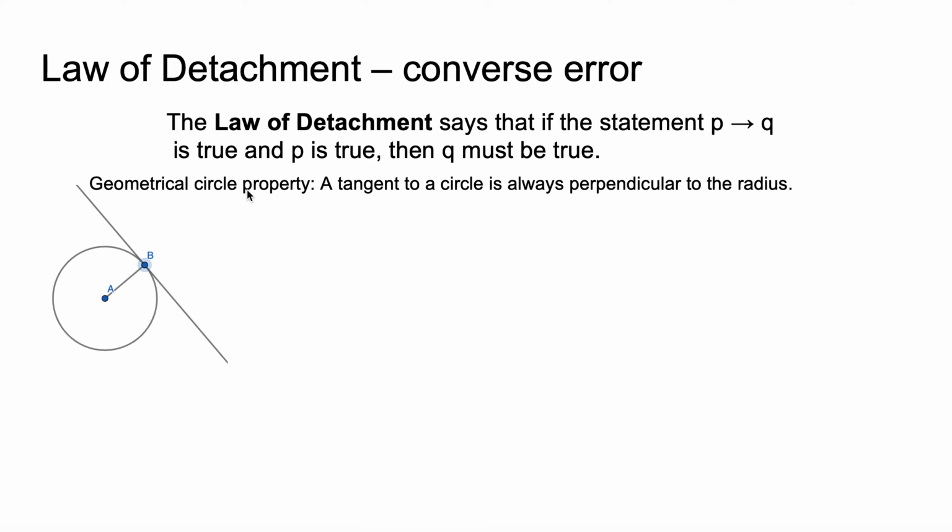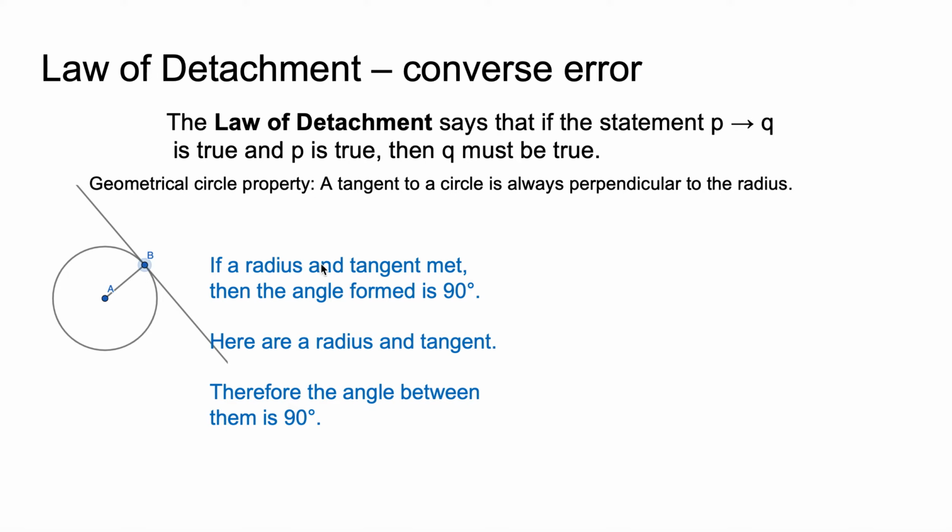Here's another example. Here's a geometrical circle, and there's this radius and there's a tangent. The law says that the radius and the tangent are always perpendicular. If I write that as a conditional statement, it would say: if a radius and tangent meet, then the angle formed is 90 degrees. Here are a radius and tangent that are meeting, therefore this angle must be 90 degrees. Correct, valid logic.